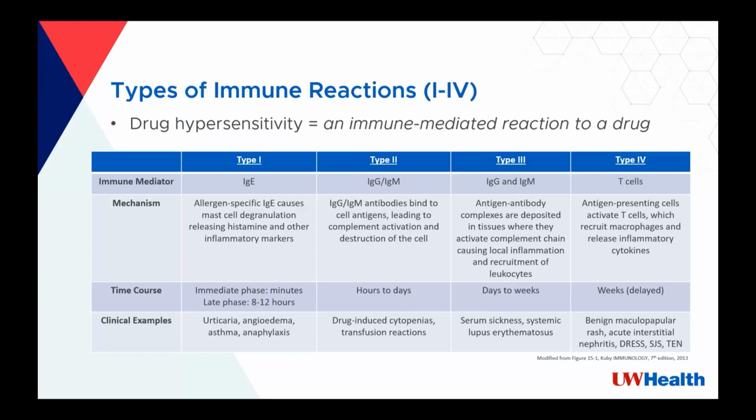Our last type is type 4, which is mediated by T cells. So T cells are activated, leading to the recruitment of macrophages and release of inflammatory cytokines. These reactions are delayed, occurring weeks after therapy, and they can present as a benign rash or, in more severe cases, acute interstitial nephritis, SJS, or toxic epidermal necrolysis.